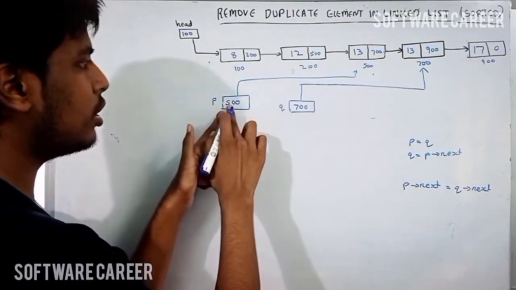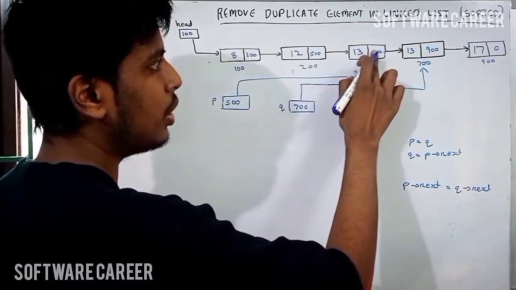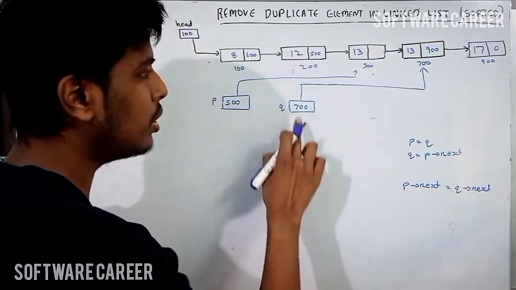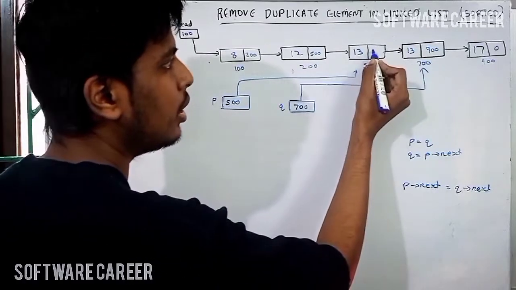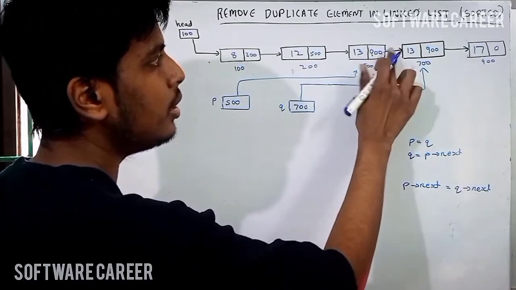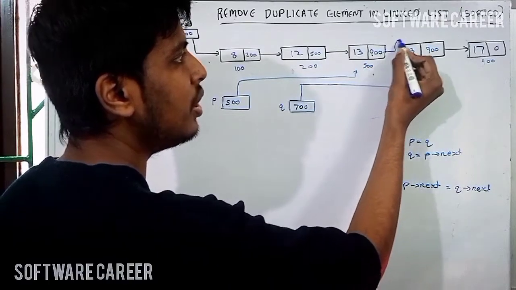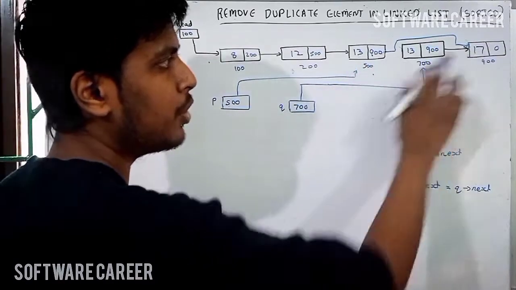P next. What is 500's next? 500 next is 700. You should change this value to Q next. Q is 700. 700 next is 900. So write here 900. Then this link will be cancelled and it creates a link between the third and fifth node.